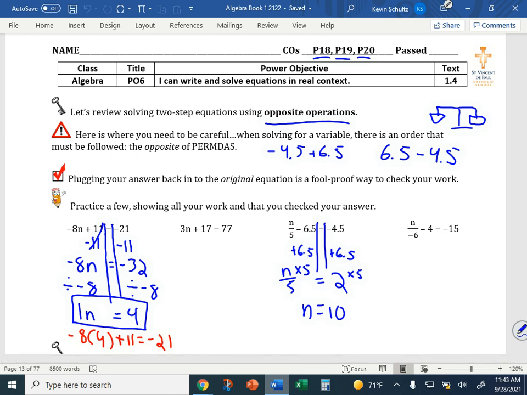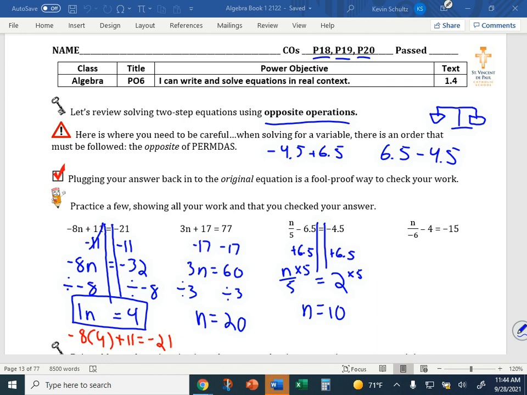Connor? N does equal 20. Your first step would be to subtract 17 from both sides. That gives you 3n equals 60. Then dividing both sides by 3, because we don't care what 3 n's are, right? 3 n's equals 60. Great, we want to know what 1 n is. So we divide by 3, and we get a value of 20, which is correct.